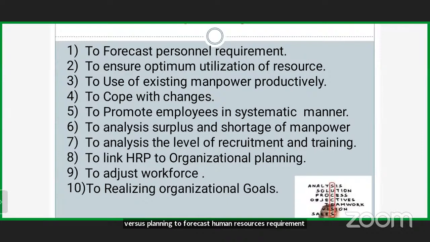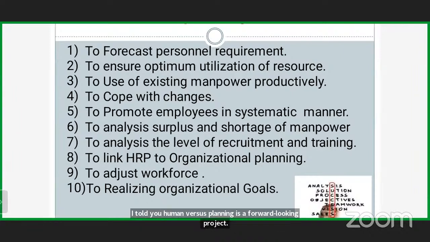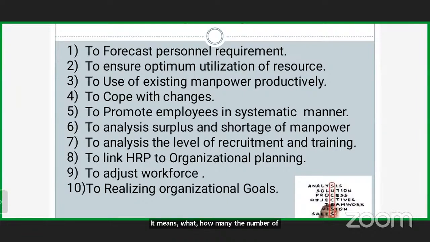I already told you, human resource planning is a forward-looking function. It means how many people we need in the future. So we can forecast the personnel requirement. Personnel means the human resource, the manpower requirement in the future, the number of people we need in 2023. And it is possible through human resource planning only. That's why human resource planning is very important for the organization.